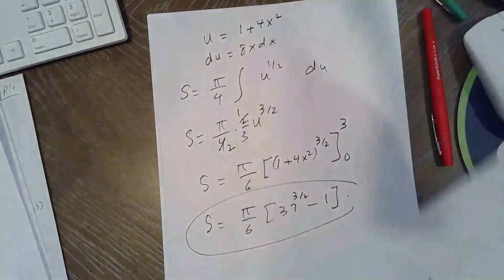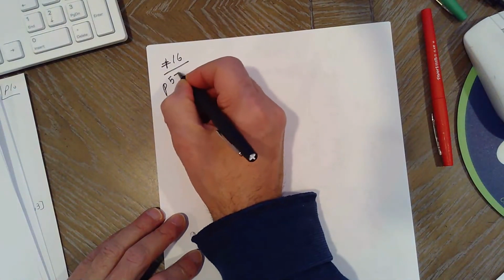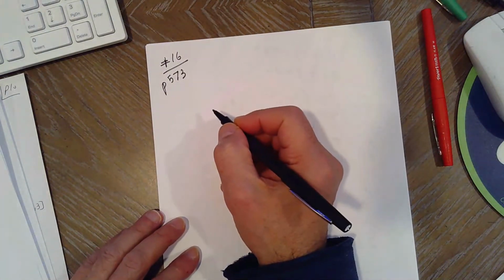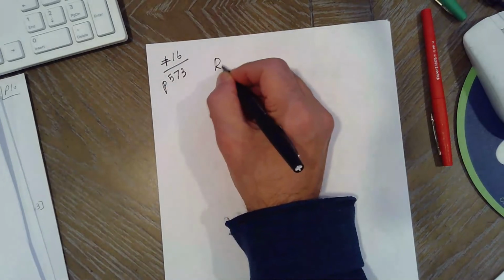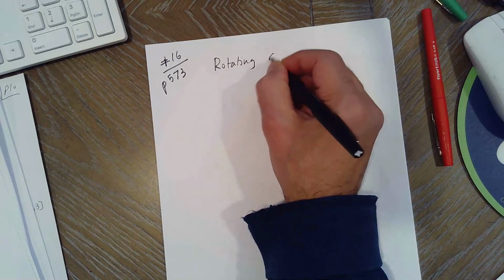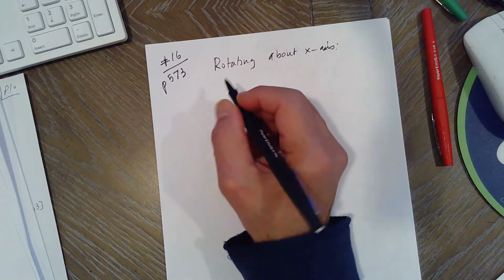So now let's do a couple from the book. Number 16, page 573. It says, find the exact area of the surface obtained by rotating the curve about the x-axis. So we're rotating about the x-axis. What curve are they talking about?